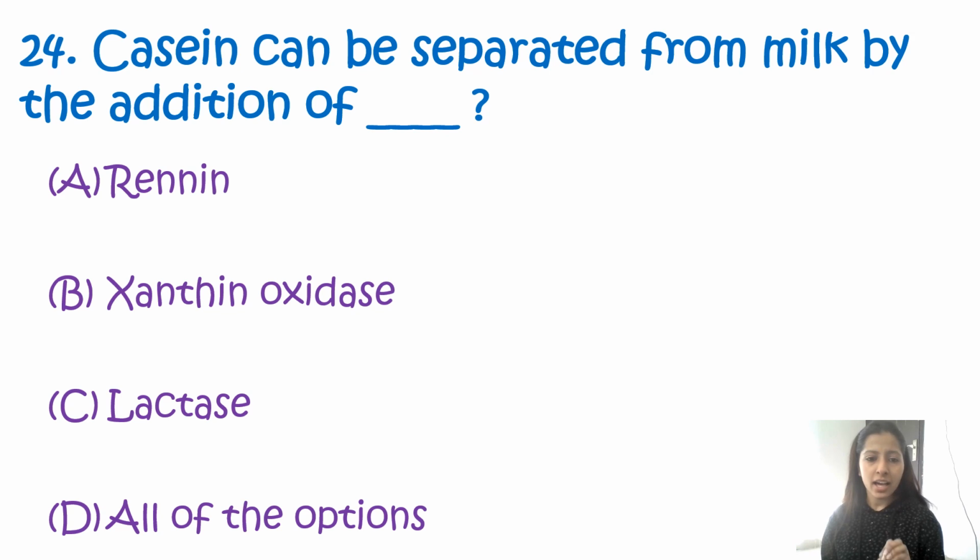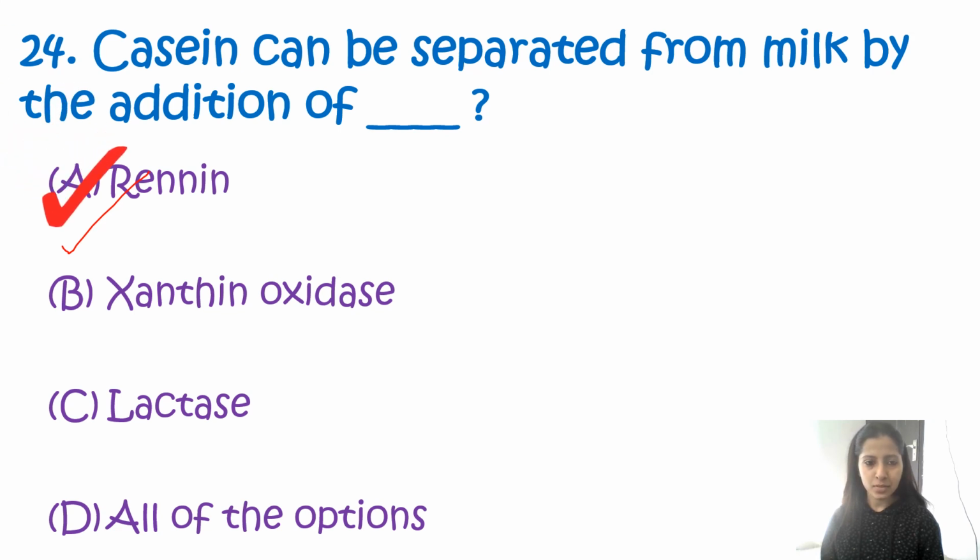Actually, when we add an acid to milk, it gets separated into whey protein and casein. Now an enzyme is also used for this coagulation and curdling effect, and that enzyme is renin. So the renin enzyme is used for curdling. Actually, it is also used in cheese production. So renin is the enzyme that is used to coagulate milk and it is even used in cheese production. So casein can be separated from milk by the addition of the renin enzyme. Correct option is option A, that is renin.